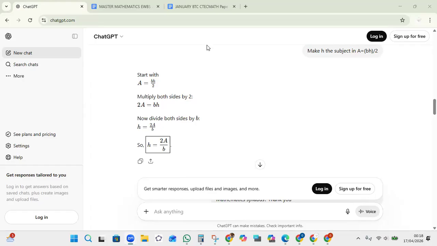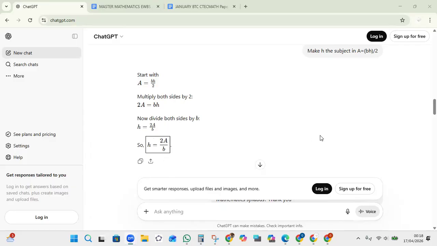Hi, I'm marking the mock exam, and an idea just came to me because I was verifying the solution for one of the questions. We went for number 28. We had to make the subject of the formula for each. I just typed it in ChatGPT to verify the answer: h is 2a over b, because you have to multiply by 2 and divide by b. So h is equal to 2a divided by b.